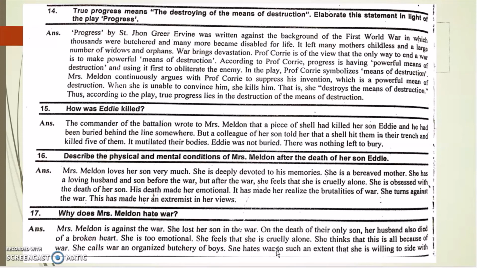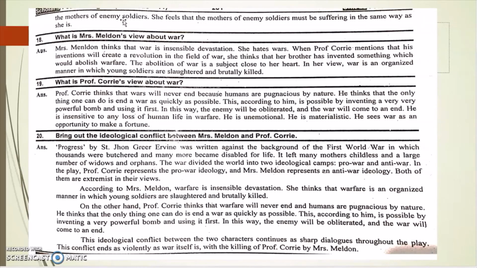So she hates war to such an extent that she is willing to side with the mothers of the enemy soldiers. She feels that the mothers of the enemy soldiers must be suffering in the same way as she is. So she becomes a universal symbol of motherhood, and she does not believe in being a German mother or an English mother, because Germans were the enemies in World War I of the English troops. But she believes that a loss is a loss. And when a mother loses a child, it doesn't really matter whether she loses on this side of the border or the other side of the border, because the loss of a child is the greatest loss in the world.